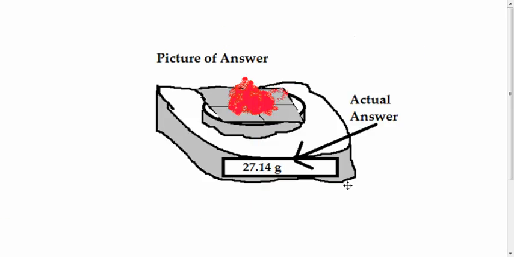Now, this is a picture of our answer, just to give you an idea what we're looking for. Essentially, you're calculating a gram amount, and that gram amount represents some amount of a solid.